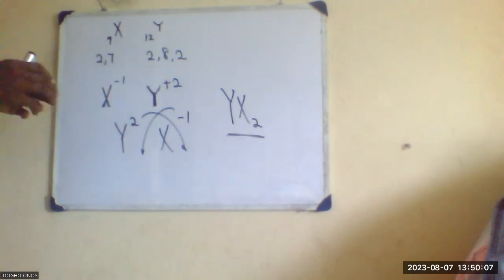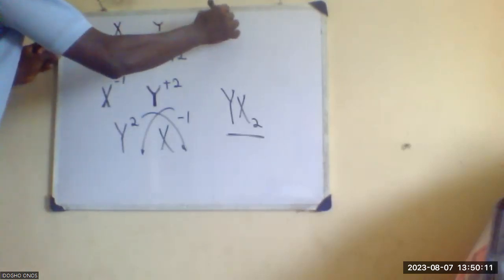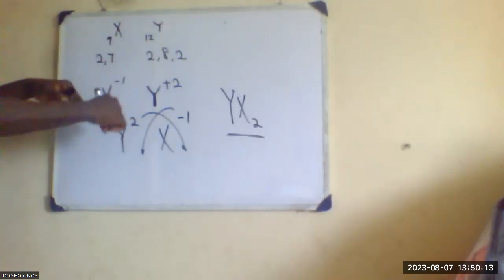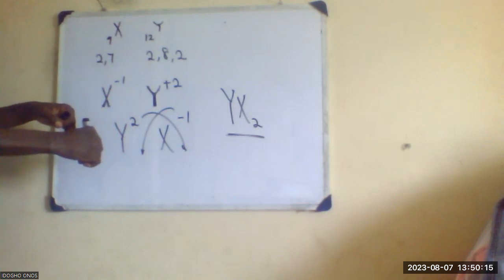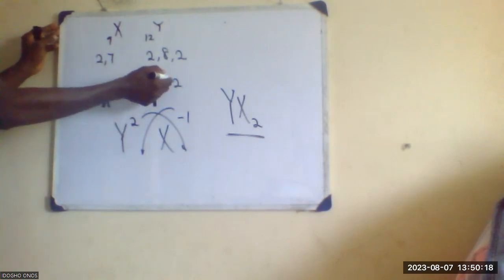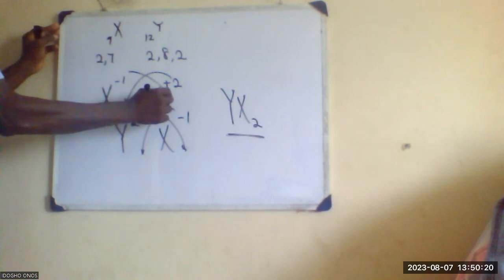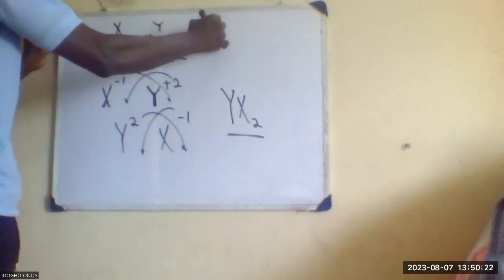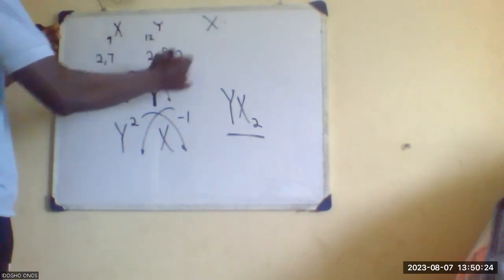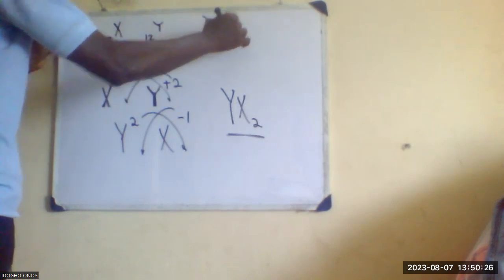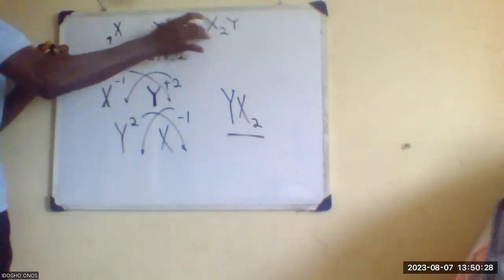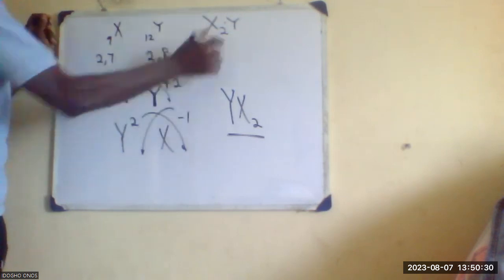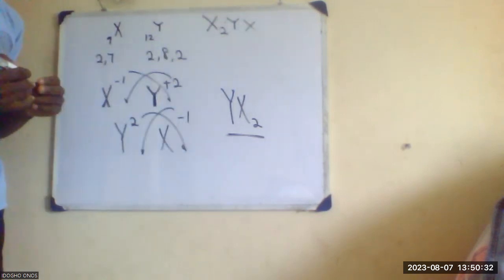Now, the next thing is some students can be so quick and just write it like this. The rule is to interchange the what? The valency. So if you bring these two down here and take this one here, it becomes X and then X2Y. Some students will write it like this, but I'll mark it bad.